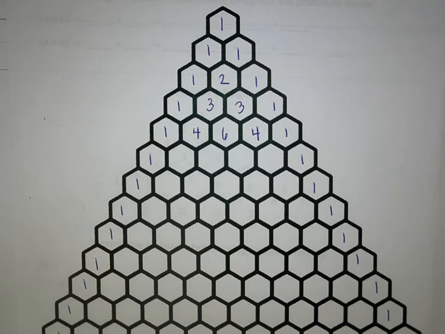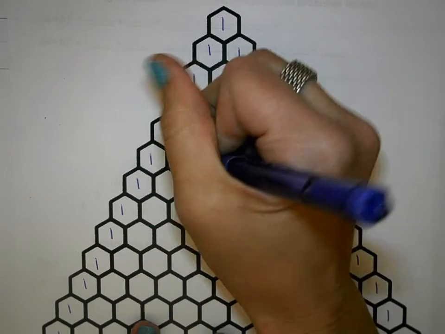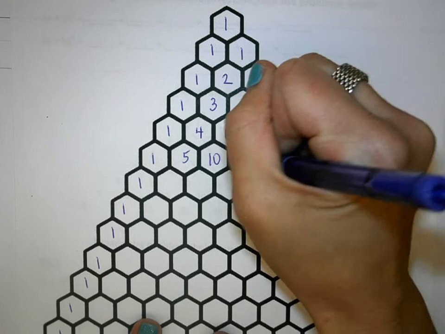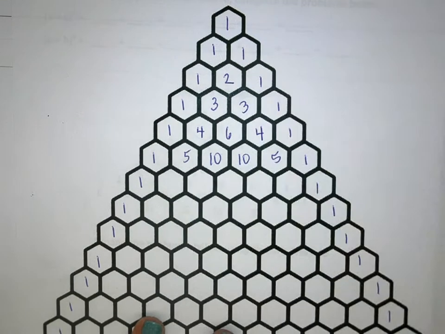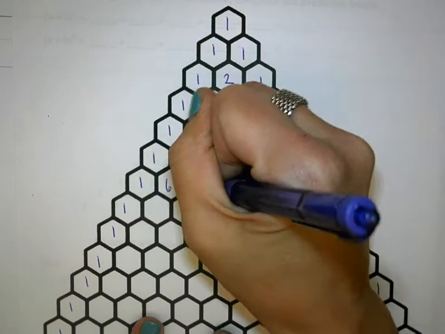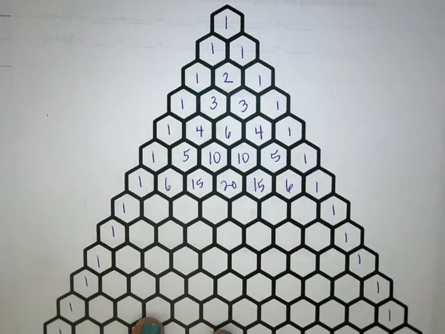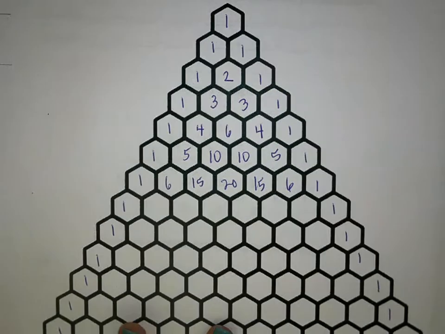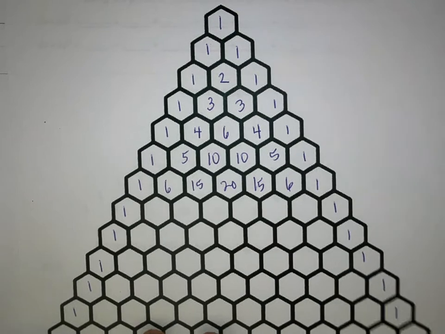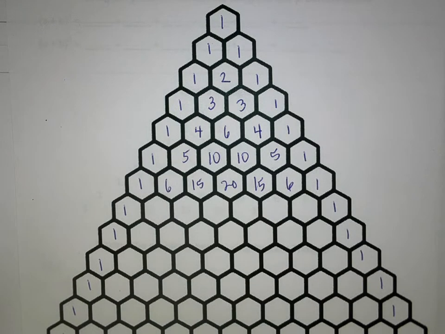And yep, so 5, 10, 10, 5, and then we'll have 6, 15, 20, 15, 6. 2, 3, 4, all right. I know, I figured some of you would want to keep doing this. 5, 6. But if you can stop for a minute, or actually, as you're making this, do you guys notice any more patterns?